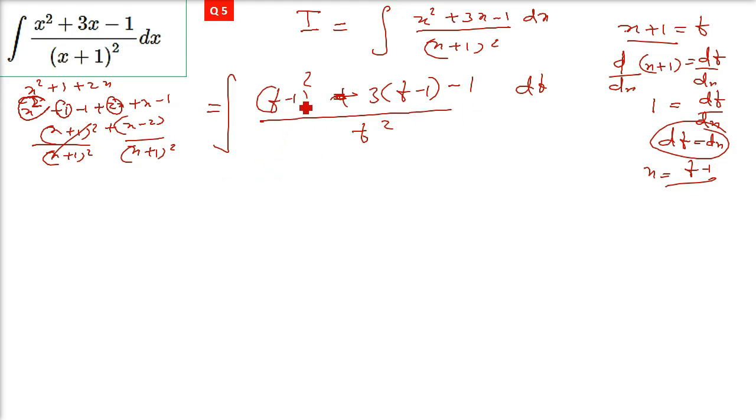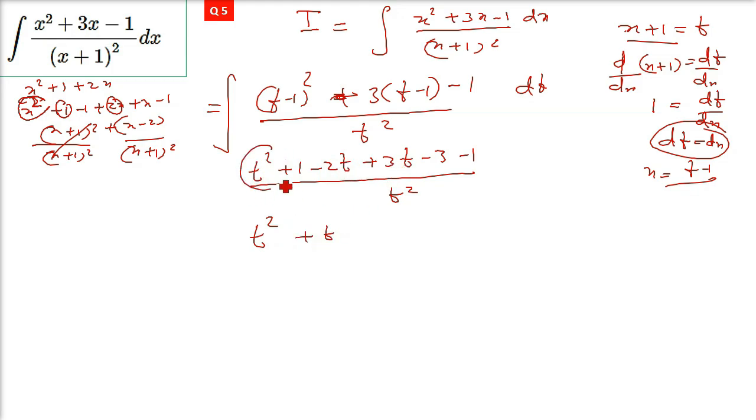So we are going to open this. (t minus 1) whole square is a square plus b square minus 2ab. So t square plus 1 square minus 2t. Here we have plus 3t minus 3. We have minus 1 here. We have t square in the denominator, and we need to separate them out now. So t square, we have 3t minus 2t as t. These both we have taken. Now 1 cancelled, so we have negative 3, t square in the denominator.